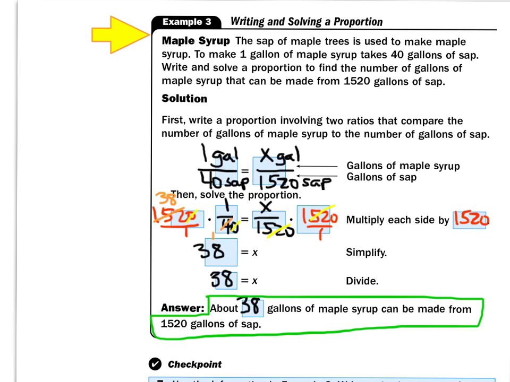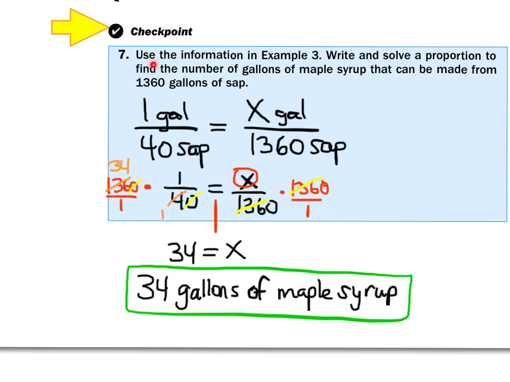Okay, now they want us to use the information from example 3. Write and solve a proportion to find the number of gallons of maple syrup that can be made from 1,360 gallons of sap. All right, so again, we have to start off with what we know. They said that you can make about 1 gallon of syrup from 40 gallons of sap. So that's how I started off. Just like I used to start off the scale drawings with a scale, I start off these with the fact that they gave me. Okay, then put an equal sign and a fraction bar.